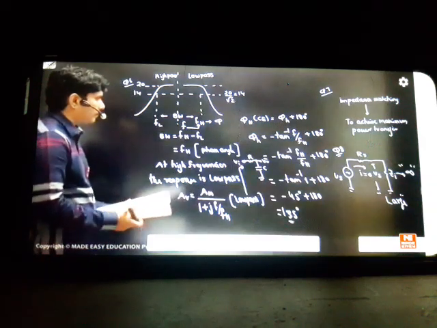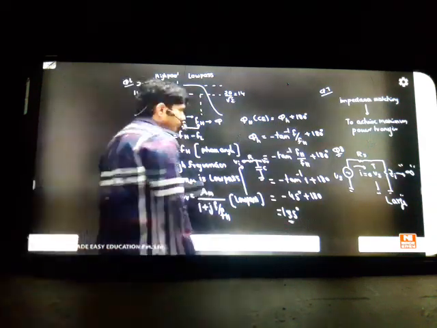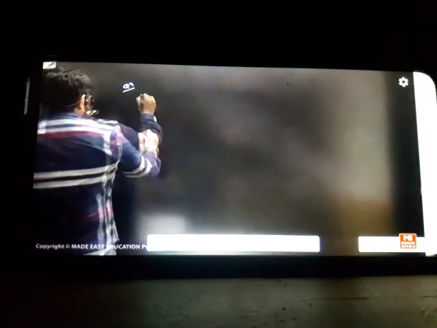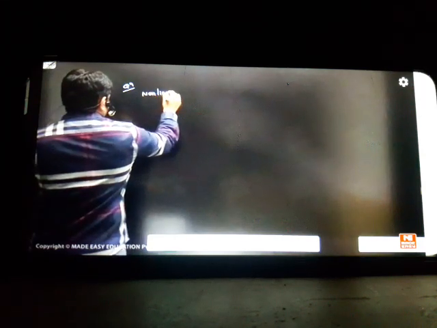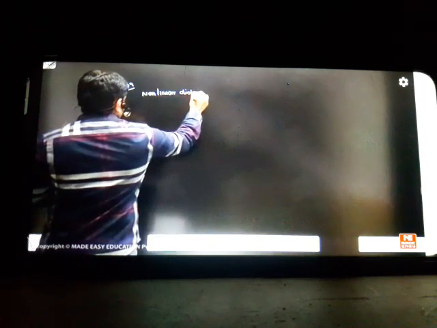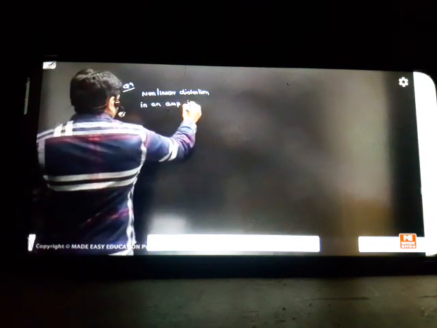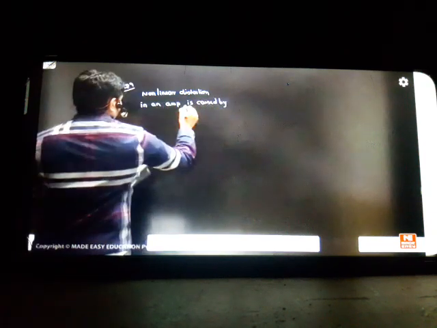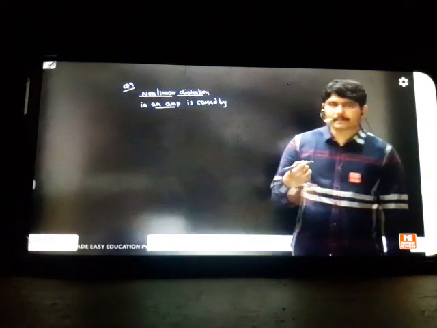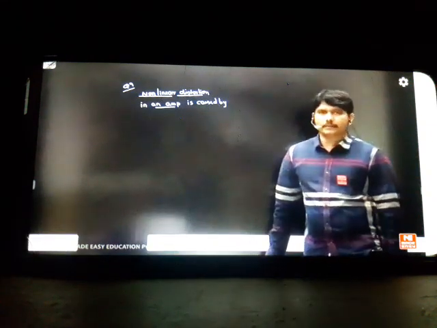Question number 9 is also a theory question. Non-linear distortion in an amplifier is caused by, if you see clearly, he is asking about non-linear distortion in an amplifier. The amplifier is basically created by a transistor, correct? The transistor itself is giving a non-linearity.